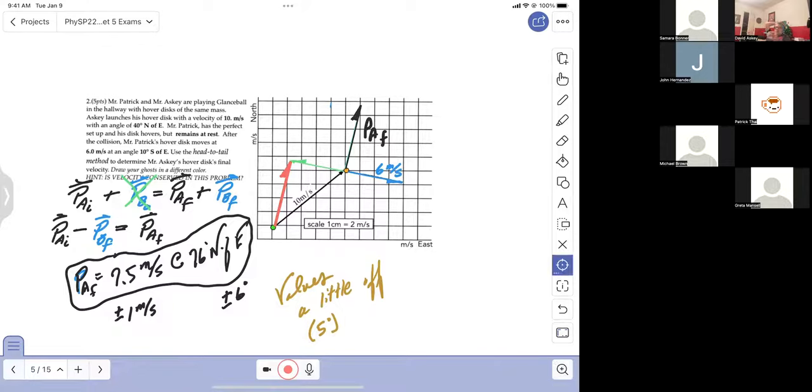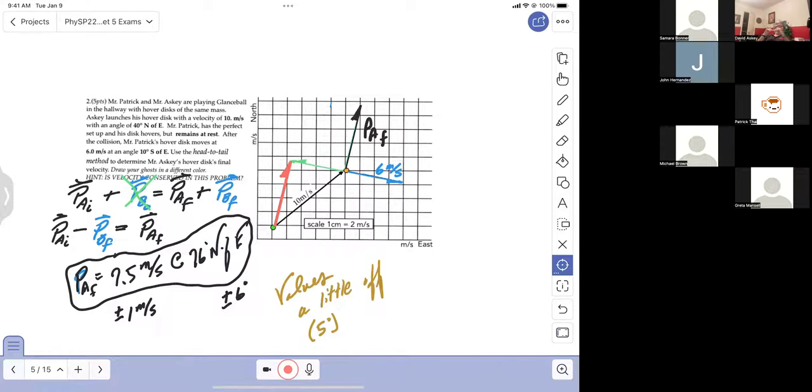Judging by this, I realize that it's actually off by a little bit, but that's what my disk is going to do. It's going to glance off this way, and I'm going to be going at 7.5 meters a second. Because of the error here, and because you're measuring with a ruler, let's go plus or minus 1 meter a second there. And I said 76 degrees north of east, plus or minus 6 or 7 degrees. Okay. Values can be a little off.